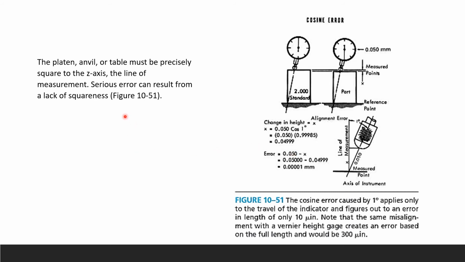If you can understand the serious error that can result from a lack of squareness, then you have to be careful with your z-axis, because that is the line of measurement.